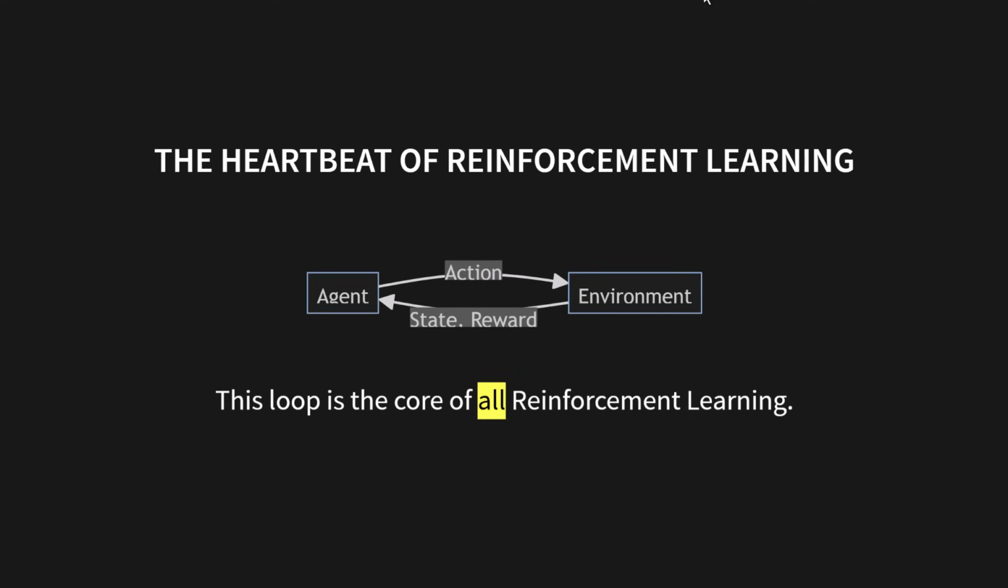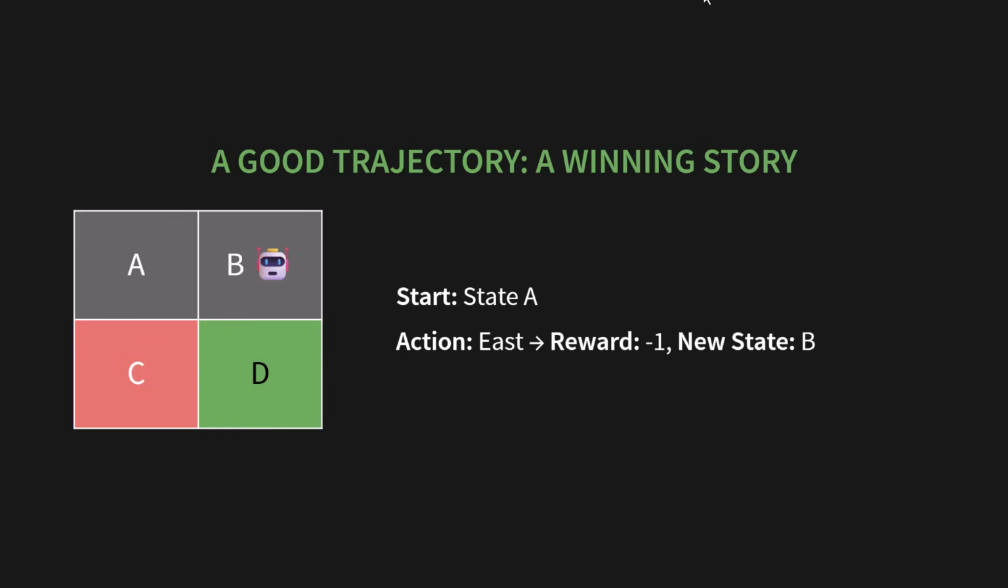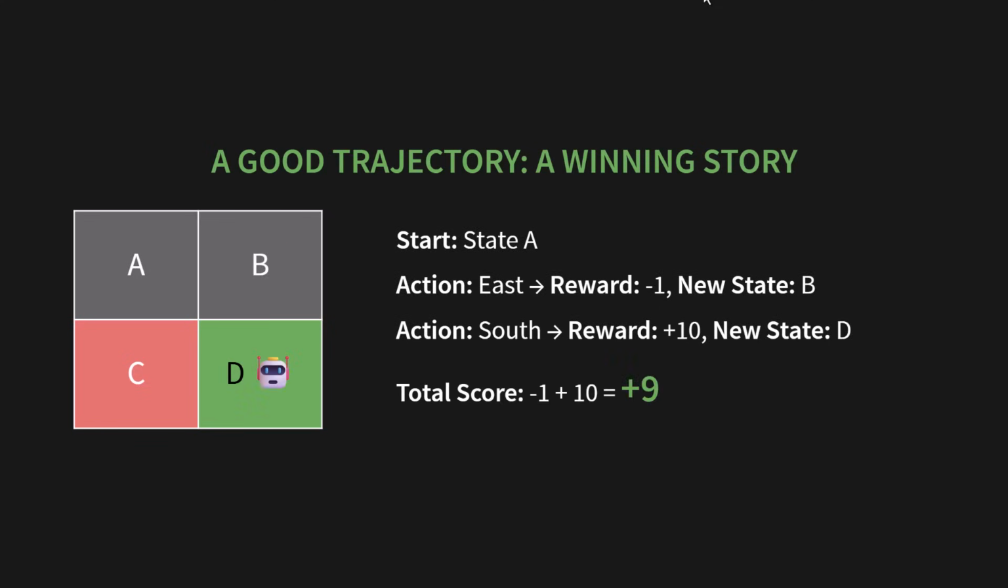As the agent moves, it leaves a trail behind it, a story, a sequence of states, actions, and rewards. We call this a trajectory. Let's look at a good trajectory, a winning story. The agent starts in state A. It decides to take the action east. The universe gives it a reward of -1 and puts it in the new state, B. From state B, it takes the action south. The universe responds with a reward of +10, and it lands in state D. Game over.